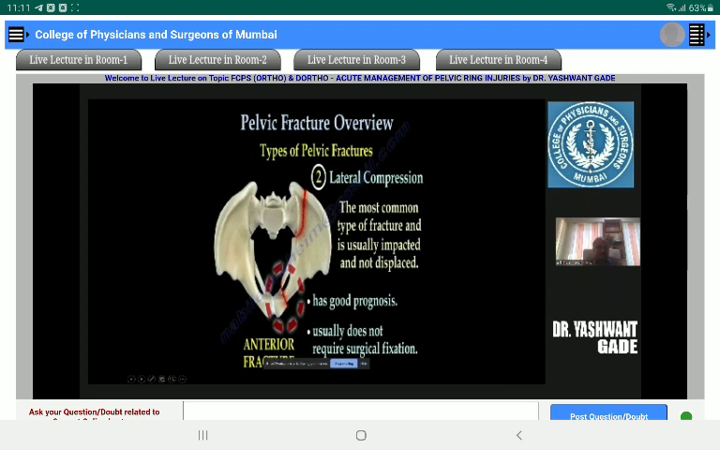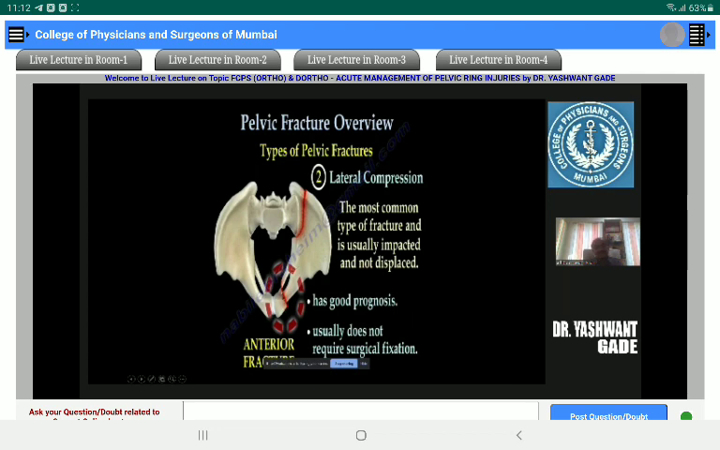As the name implies, it is lateral and it is compression. It is not shear, it is compression. So the force is from the lateral side and it is the most common type of fracture and is usually impacted and not displaced. Because it is from the lateral side, it is usually an impacted and not a displaced fracture. So lateral compression has a good prognosis and usually does not require surgical fixation.